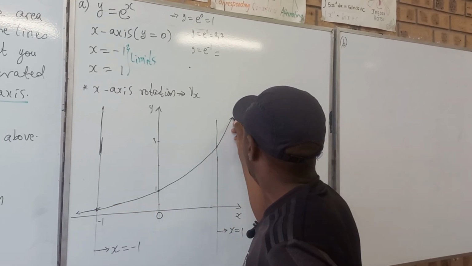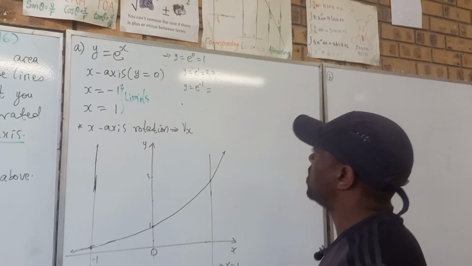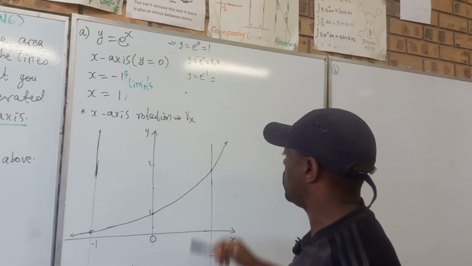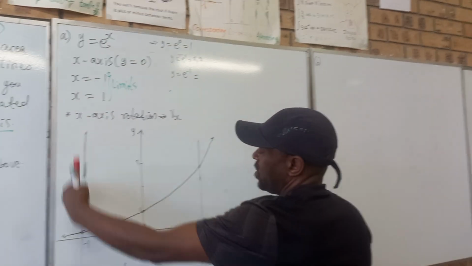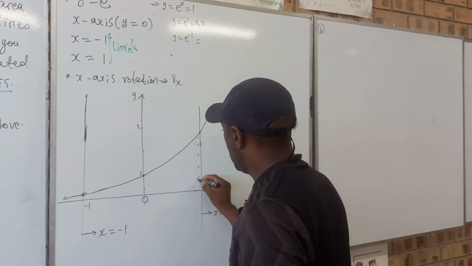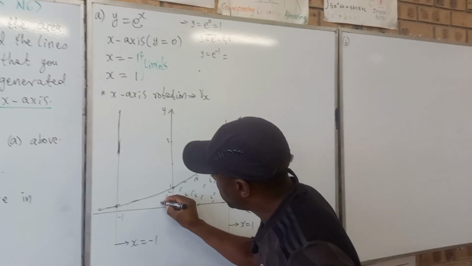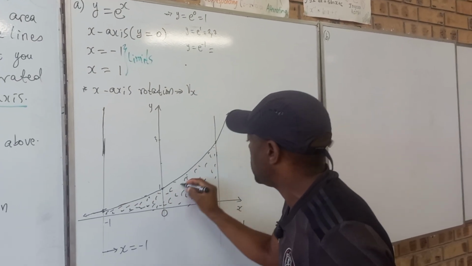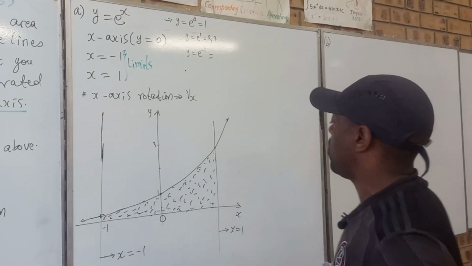We must remember that the exponential graph does not touch the x-axis. So now it's time to shade the portion surrounded by the four graphs: the exponential, x equal to 1, x equal to -1, and the x-axis. So I'm shading that portion under the exponential graph. I've indicated the portion surrounded by the 4 given graphs.